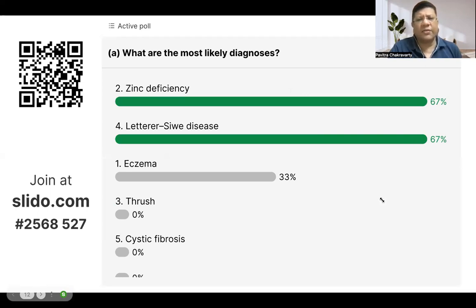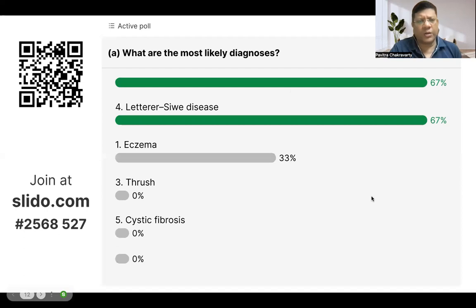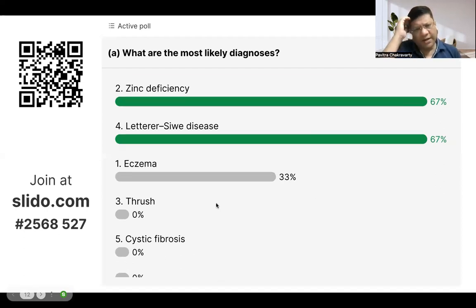So obviously zinc deficiency is one of the things, but let us see. Eczema, thrush, cystic fibrosis. Now with zinc deficiency, will you get so many other problems? That's the thing.